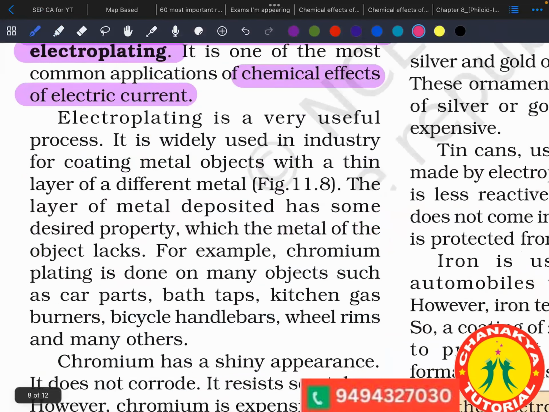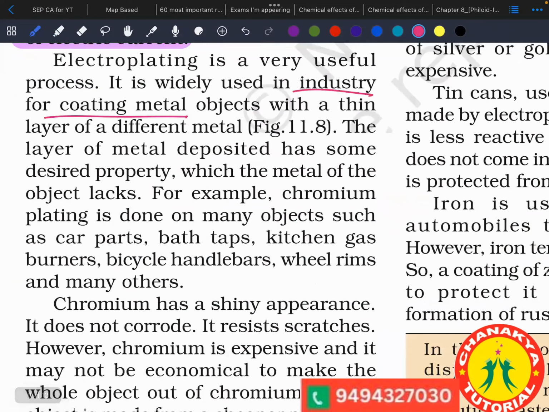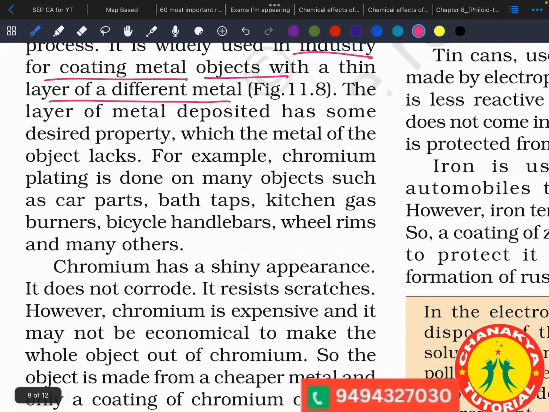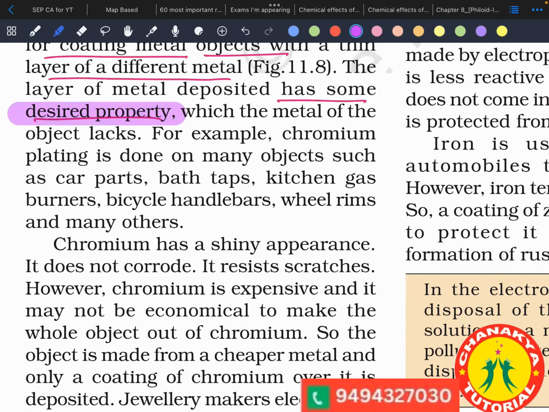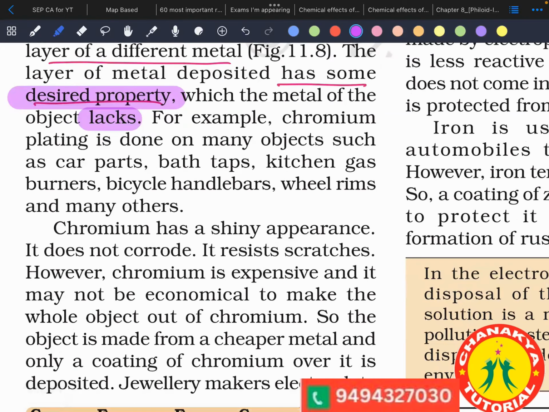Electroplating is a very useful process. It is widely used in industry for coating metal objects with a thin layer of a different metal. The layer of metal deposited has some desired property. So this is what I was talking about. Silver has a desired property due to which it does not react with water or the moisture present in the air. It has some desired property which the metal of the object lacks. The iron lacks that property, that's why we have deposited silver on it. For example, chromium plating is done on many objects such as car parts.